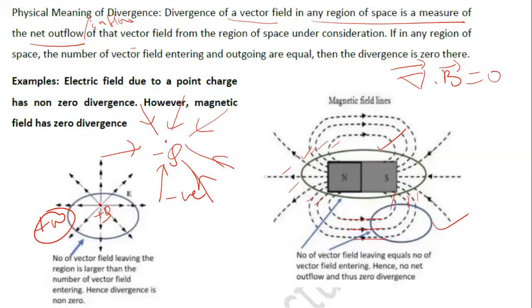if you consider any region of space, there will not be any net outflow or net inflow of a magnetic field. And thus you find that the divergence of magnetic field is always 0. So when we talk about a vector field's divergence, it is a measure of the net outflow or inflow of a vector field in any region of space under consideration.